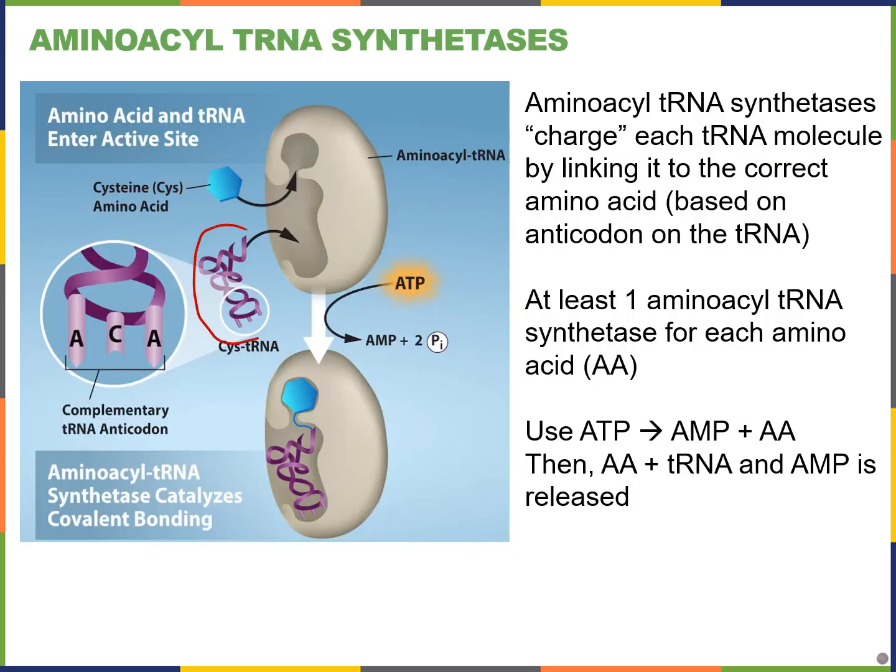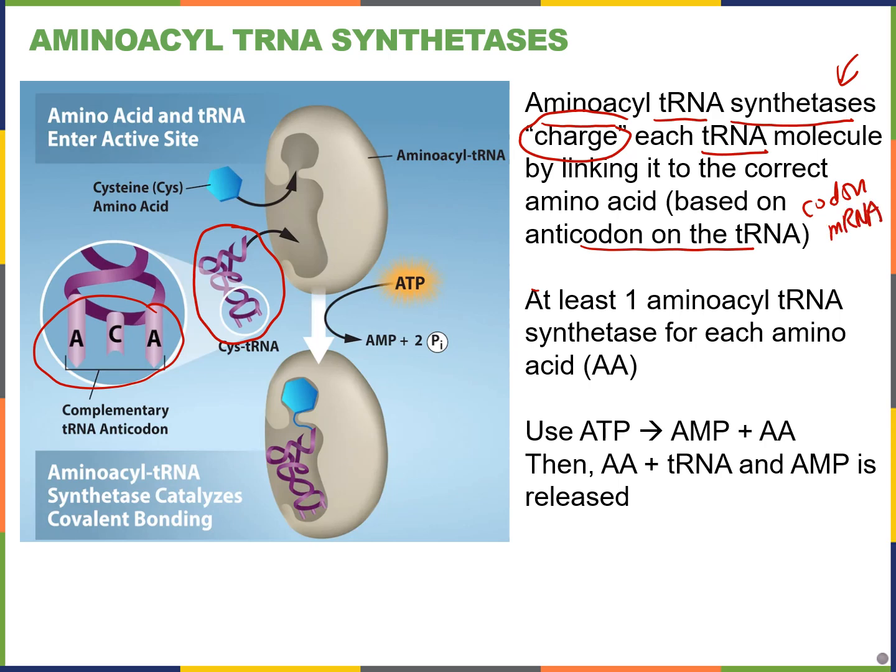So how do our tRNAs, our transfer RNAs, get charged with an amino acid in the first place? This is done by aminoacyl tRNA synthetases. So these are the enzymes that charge each transfer RNA with its correct amino acid. And this is based on the anticodon sequence on the tRNA, or you can say it's also based on the codon sequence that it'll be complementary to on the messenger RNA. So these are complementary to one another. There's at least one aminoacyl transfer RNA synthetase for each amino acid. So they're unique to which amino acids they're going to charge or add to each of these transfer RNAs.